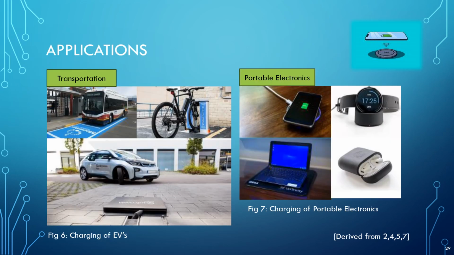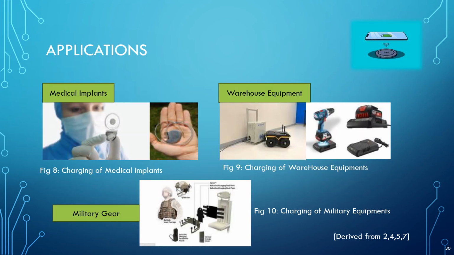Moving to the next slide, applications. These are some images of the applications of wireless charging. Transportation, charging of electric vehicles is done through wireless charging. We can show the charging of an electric bus and an electric car. Then portable electronics, we can charge smartphones, laptops, and smartwatches. Many gadgets nowadays are compatible with the wireless charging technique. Next are medical implants. We can charge medical implants using this technique, and also warehouse equipment and military gear.